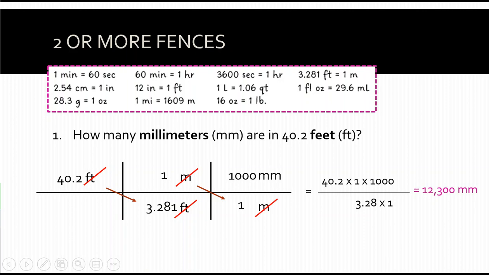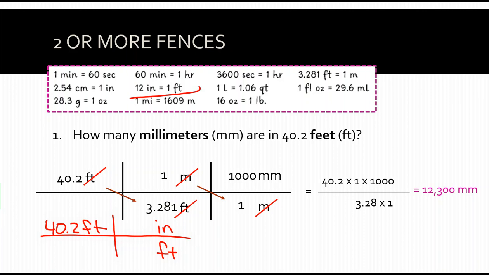Now, for those of you that were looking at the other way, using the other conversion factors, I can set it up that way too. I can do the 40.2 feet, like so. Put the feet down here and go to inches, using that one, right? 1 foot equals 12 inches, like so. Then I can keep going. What would I put on the bottom at this point?